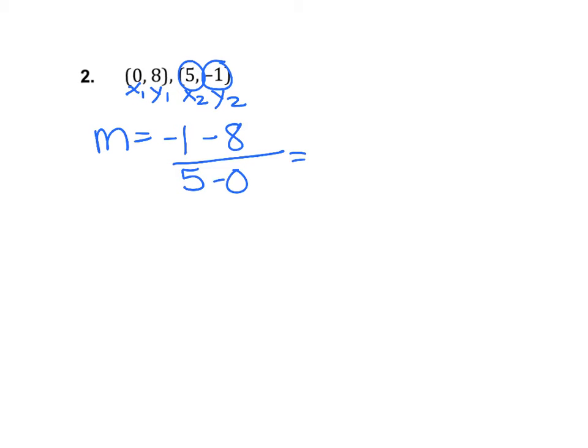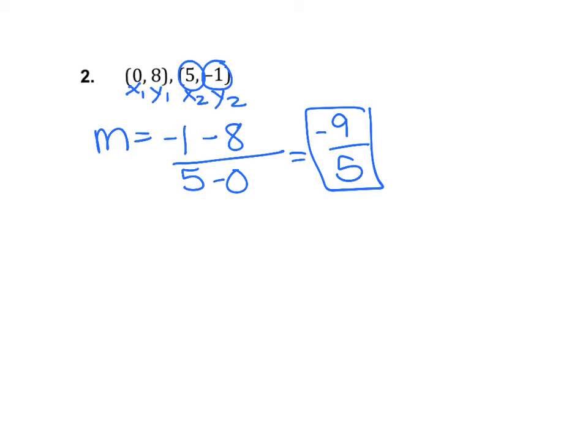All right, so we're going to write our equation in slope-intercept form. Again, our first step is always to find the slope. So I'm going to take m equals, we have our x1, y1, x2, y2. I'm going to plug it into the slope formula, which is y2 minus y1, which is 8, all over x2, which is 5, minus 0. So my slope is negative 9 over 5.